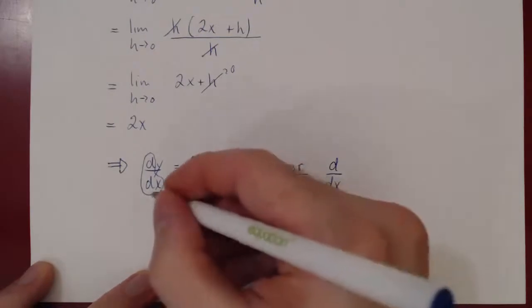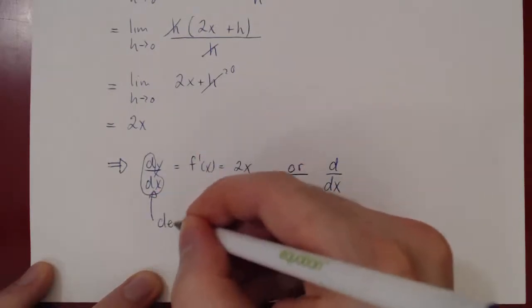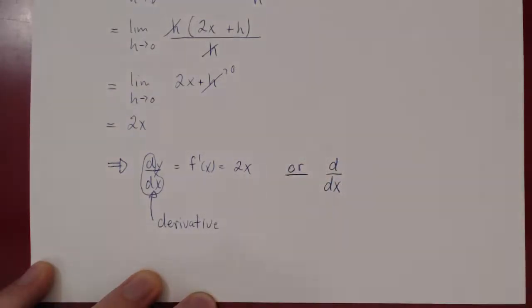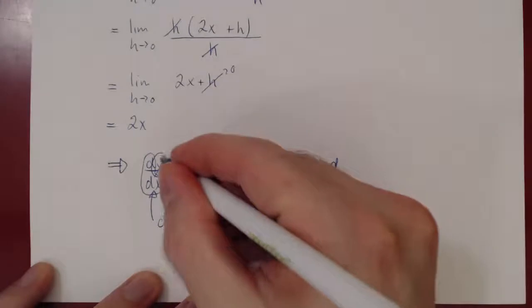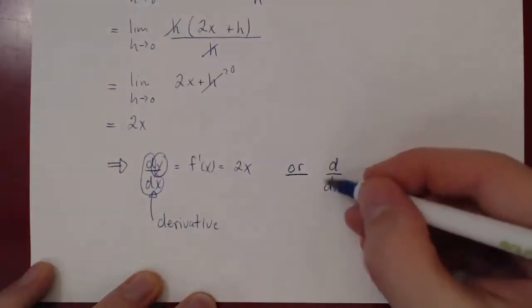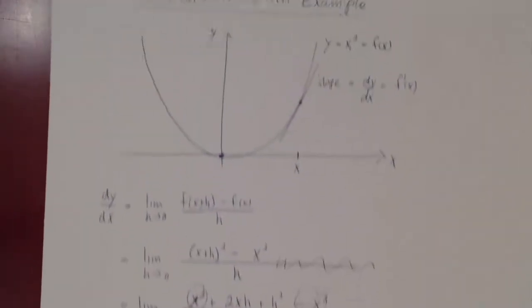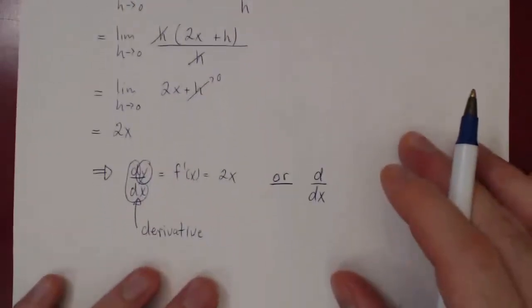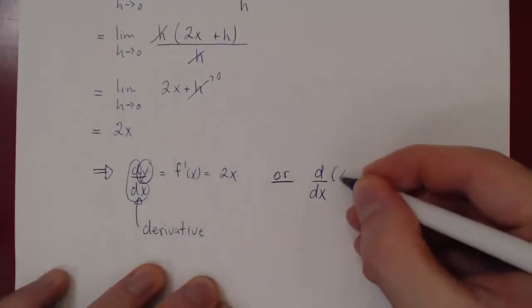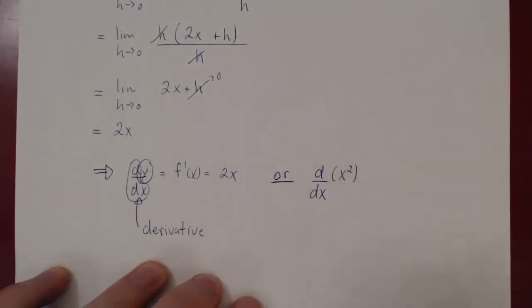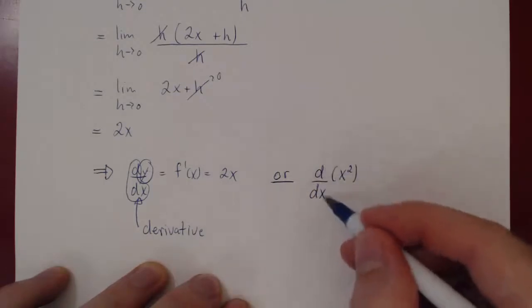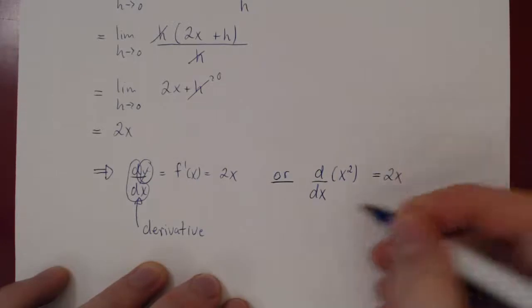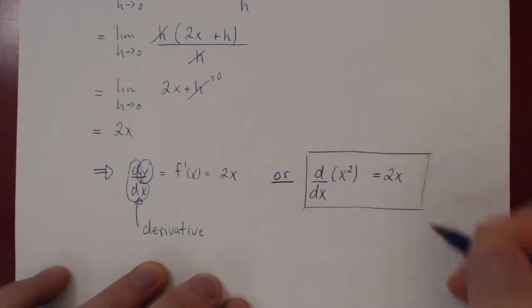So the d over dx means the derivative, and now we took the derivative of which function? Of the function y, right? So we take the derivative of y, and y is simply the function x squared. So we can replace y in here by x squared, and we know the derivative, right? The derivative of x squared is 2x. So there you have it.